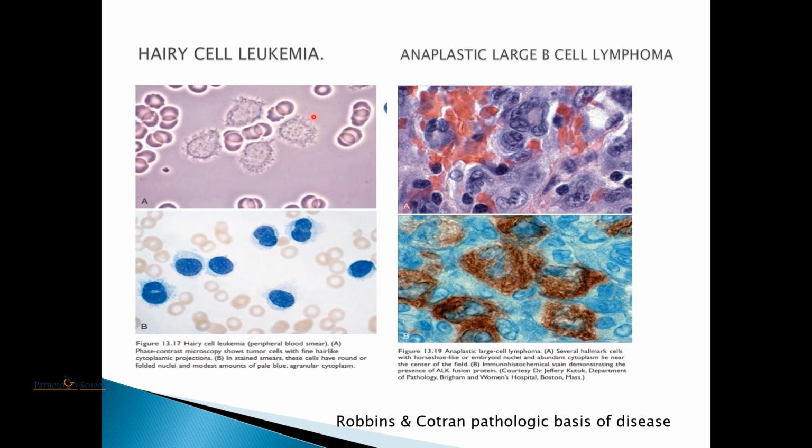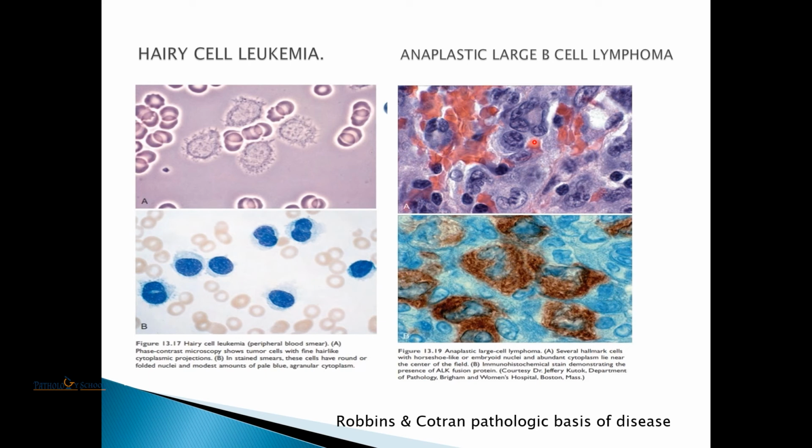Coming to hairy cell leukemia, this is a peripheral blood smear. This is a phase contrast microscopy picture, and we can see the hair-like projections from the cytoplasm in this, which is very typical of hairy cell leukemia. And this is a stained picture of peripheral blood smear. We can see the small round blue nucleus with scanty cytoplasm around it and projections from the cytoplasm.